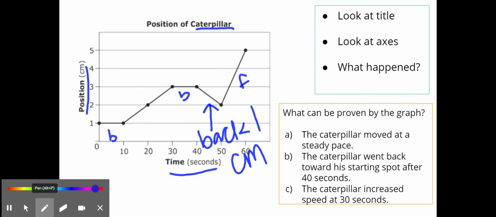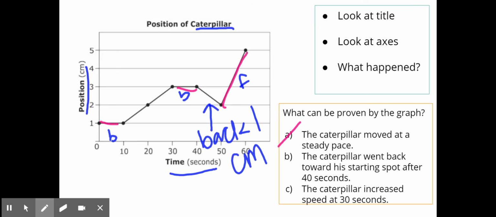Again, we have a what can be proven by the graph. All right, so the caterpillar moved at a steady pace. No, because I've already noted that he has 2 breaks and that he went faster here. So obviously that's not a steady pace. Steady pace means when we're going at the same pace the entire time. The caterpillar went back towards his starting spot after 40 seconds. Okay, I do know that that's correct because there's my 40 seconds and he went back. So it could be B. And then let's look at C. The caterpillar increased speed at 30 seconds. I'm looking at 30 seconds. No, he did not increase. He took a break there. So it has to be B.